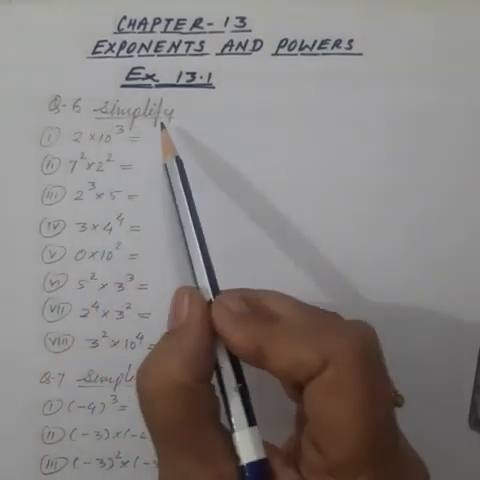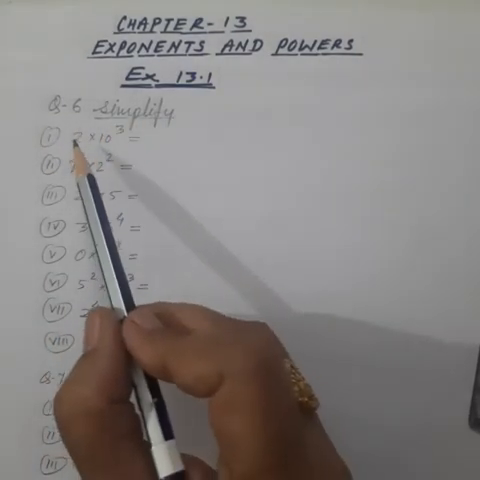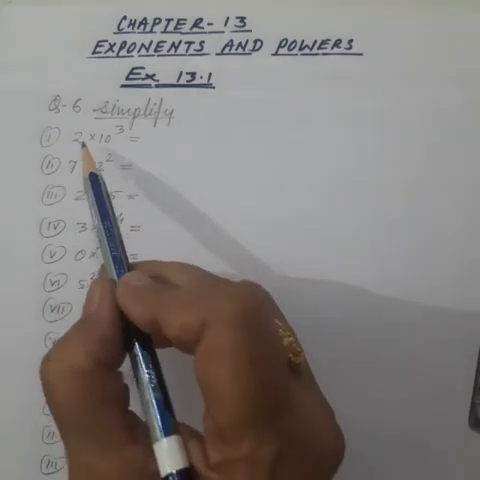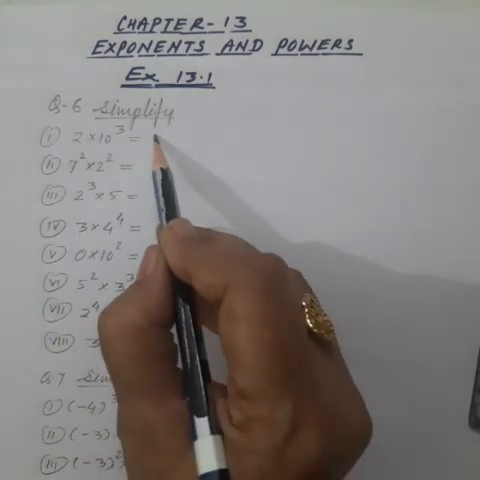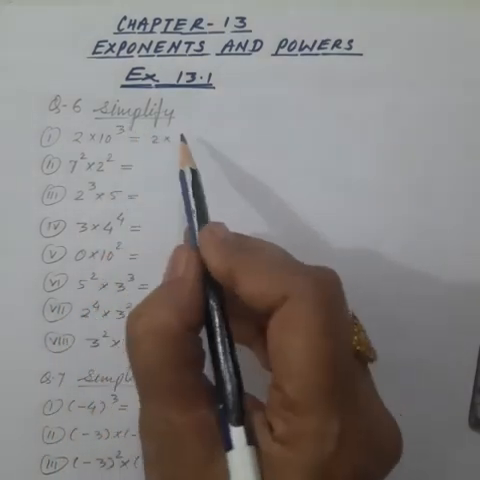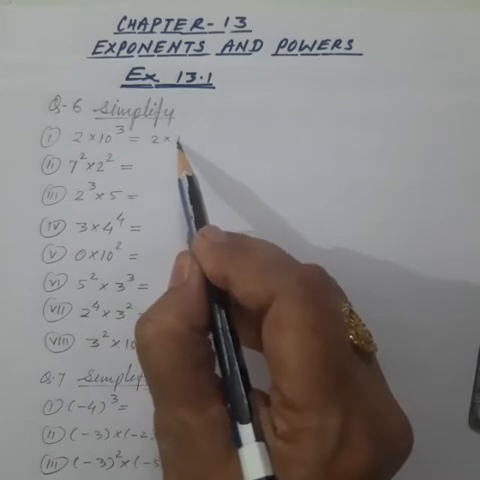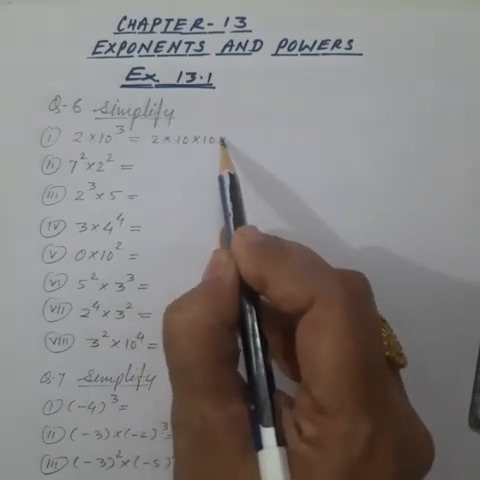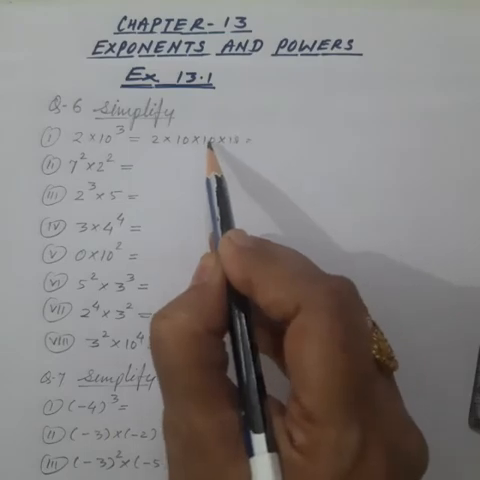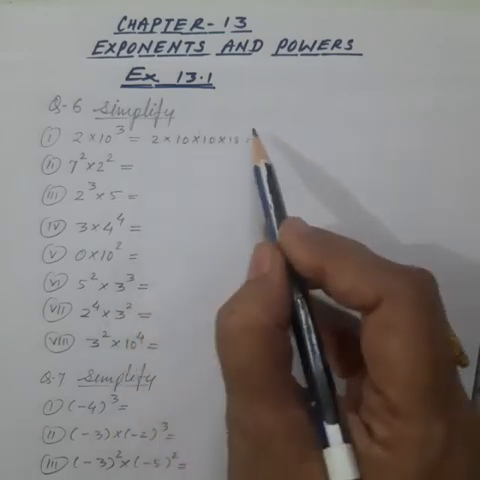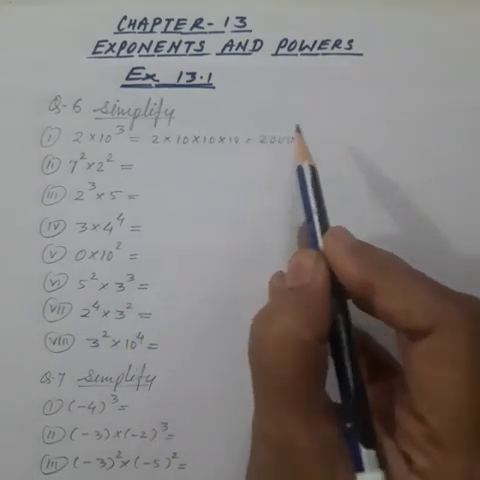Question 6. Simplify. That means we have to find out the values here. First, 2 into 10 cube. 10 is repeatedly multiplied by itself 3 times: 10 into 10 into 10. 10 tens are 100, 100 tens are 1000, 1000 twos are 2000.